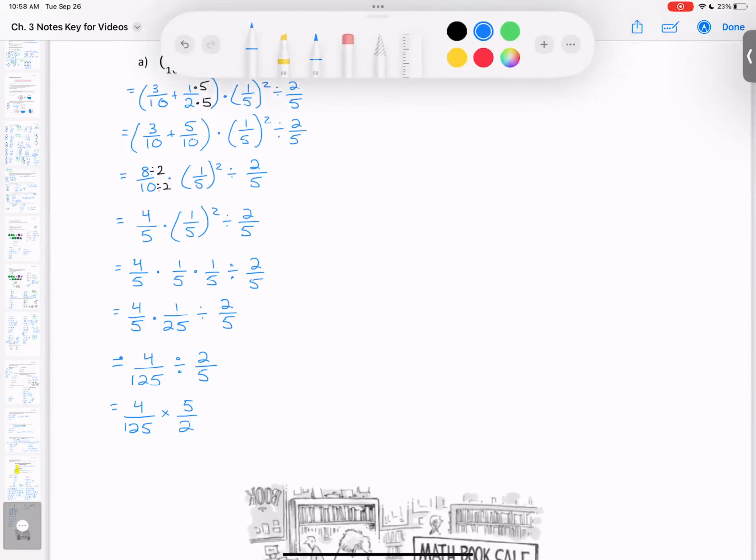Can we cross simplify here? You say yes, you turned on the black marker, you must be able to. So yes, you're right, we can. We've got a 4 and a 2. Those are both divisible by 2. So let's divide out the 2. And then we've got a 125 and a 5. 125 ends in a 5, which means it's divisible by 5. If we divide by 5 here, we get 25. 5 divided by 5 gives us 1. So now we've got 2 times 1 gives me 2, over 25 times 1 gives me 25.